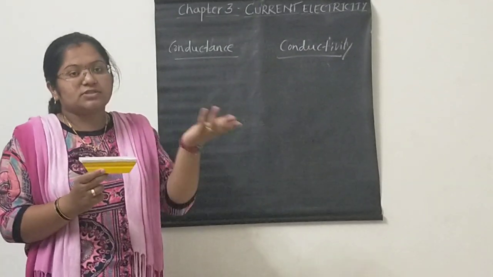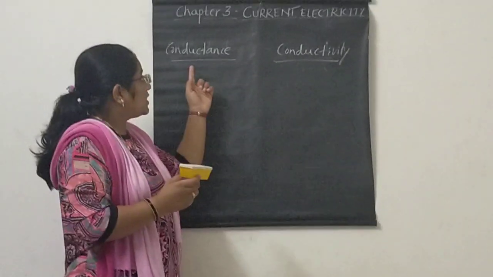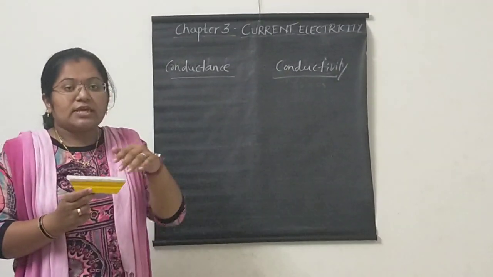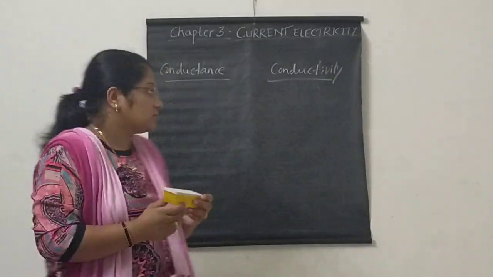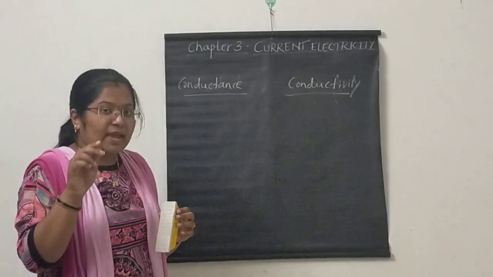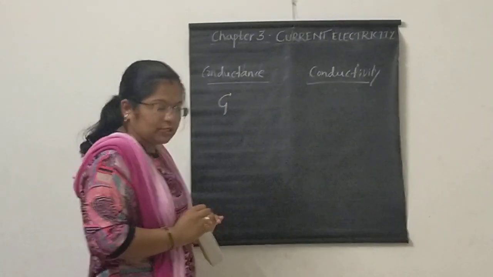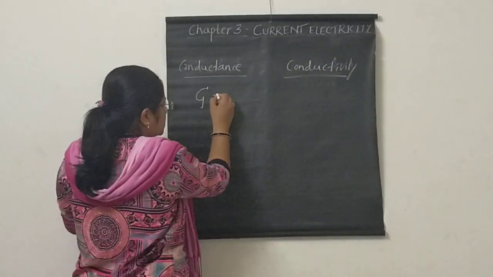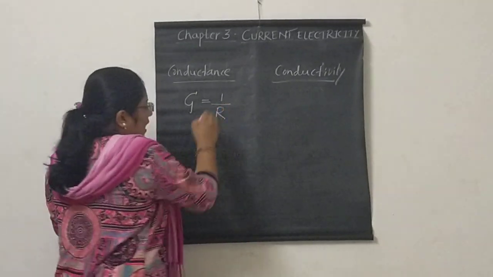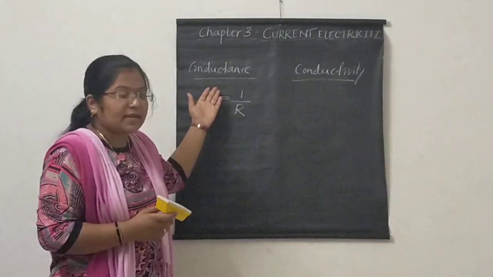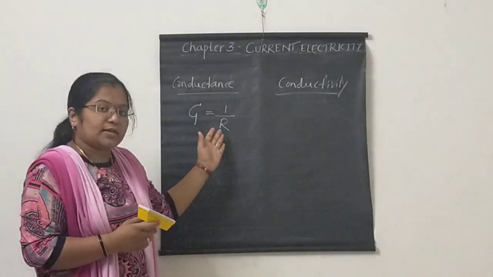There is no conductance means there is resistance. So we can define conductance as a property which is the inverse of resistance. Resistance is denoted by R and conductance is denoted by the letter G. So how can I write the expression for G? G is 1 divided by R. The conductance is defined as the inverse of resistance.